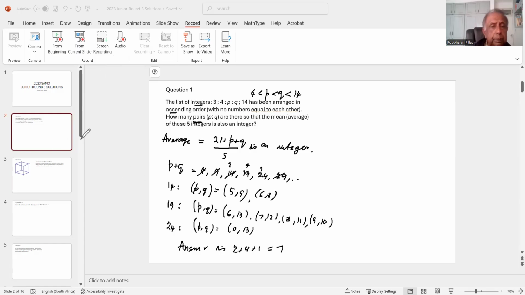Let's get on to the next problem. The next problem is the following.